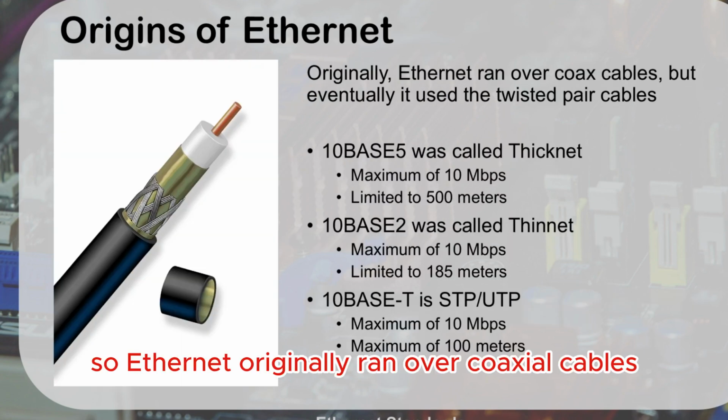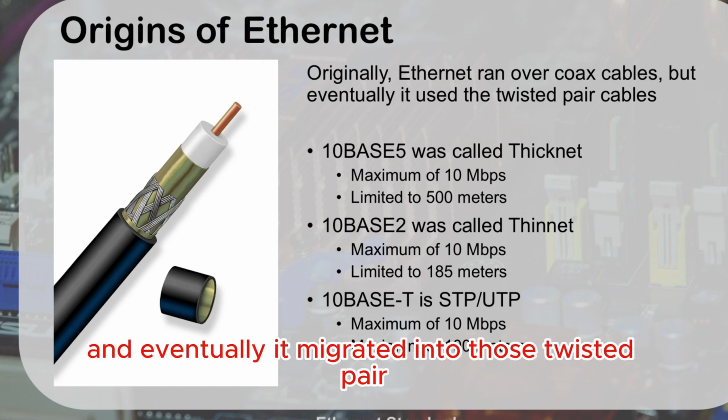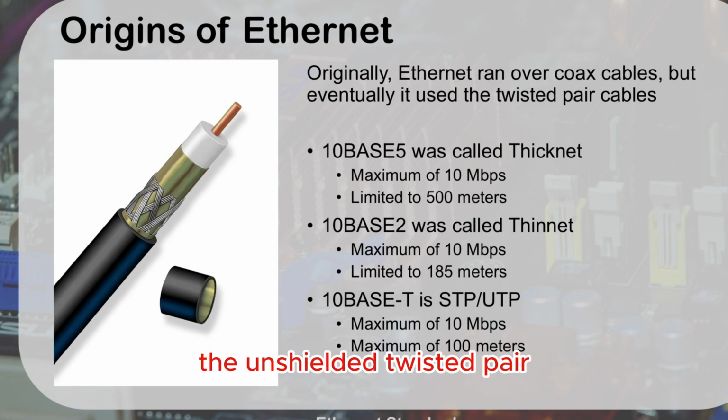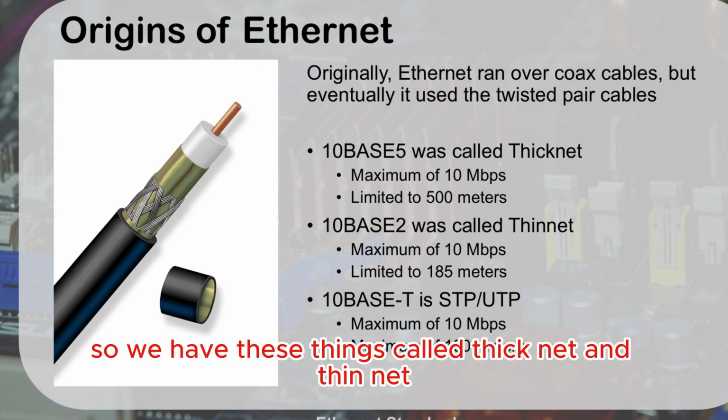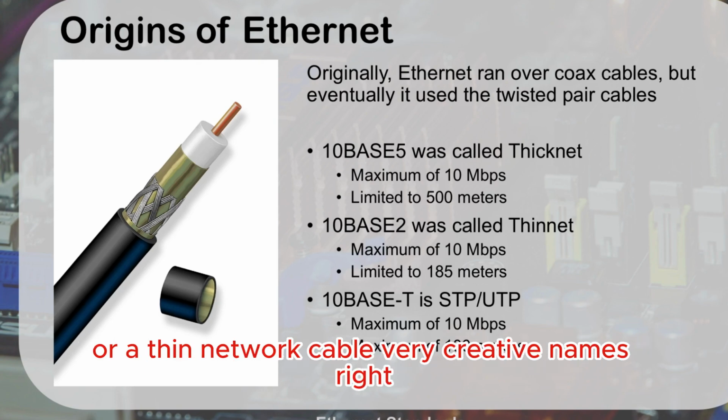So Ethernet originally ran over coaxial cables. We talked about that in the last lecture. And eventually it migrated into twisted pair, the unshielded twisted pair and the shielded twisted pair. So we have these things called thicknet and thinnet. And the reason why they're called thicknet and thinnet is because it was a thick network cable or a thin network cable. Very creative names, right?